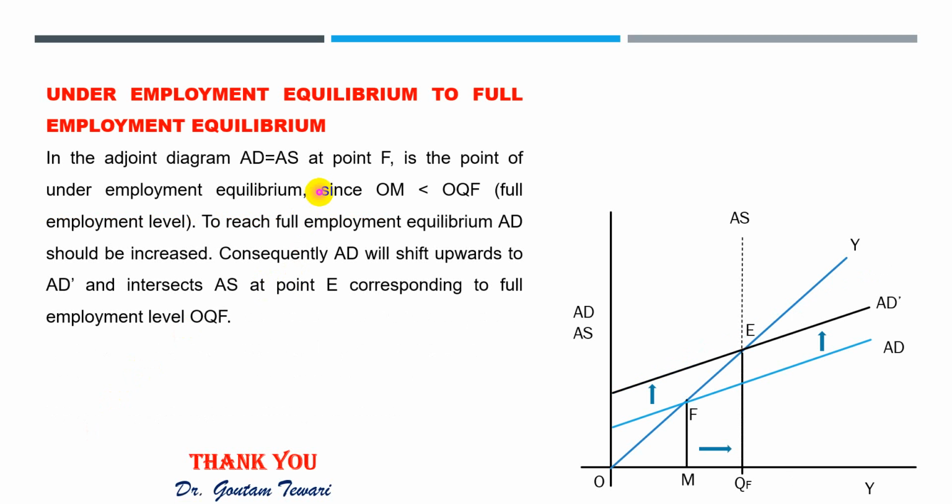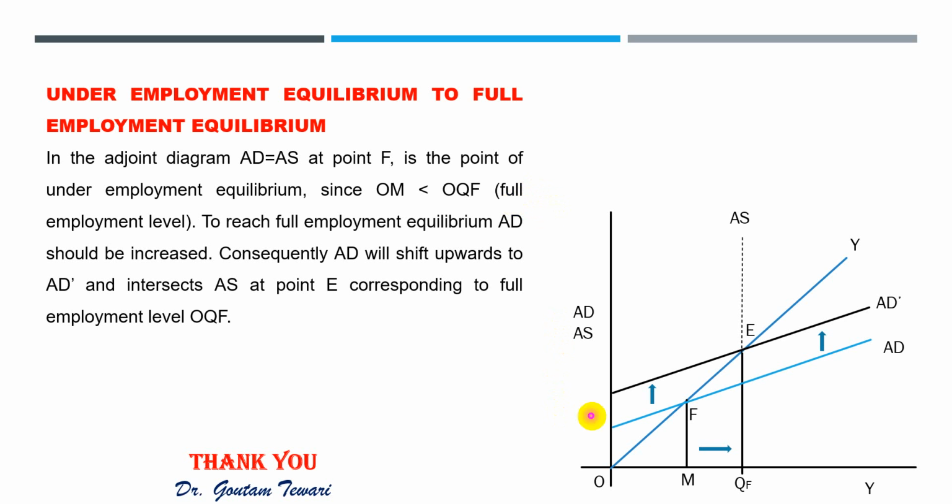Sometimes the question comes: can an economy move from underemployment equilibrium to full employment equilibrium? How can an economy move from underemployment to full employment equilibrium? What are the reasons of underemployment equilibrium? We know underemployment equilibrium occurs due to deficiency of aggregate demand. When aggregate demand is less in the economy, then there is underemployment equilibrium. Now let us see how an economy can reach full employment equilibrium from an underemployment equilibrium situation.